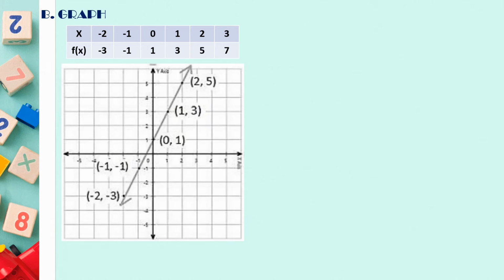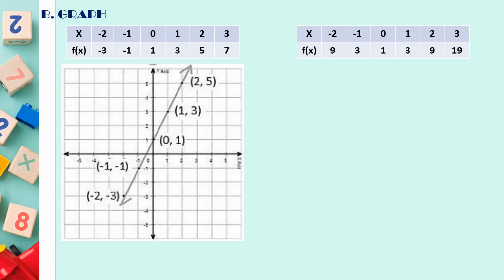Now, let us proceed in representing quadratic function using graph. Given the table of values, we need to plot the corresponding points on the Cartesian plane. The first ordered pair is (-2, -3). It is located at the third quadrant, same with (-1, -1). (0, 1) is located at the y-axis, while (1, 3), (2, 5), and ordered pair (3, 7) are located at the first quadrant. Connect the points and it will give us a straight line.